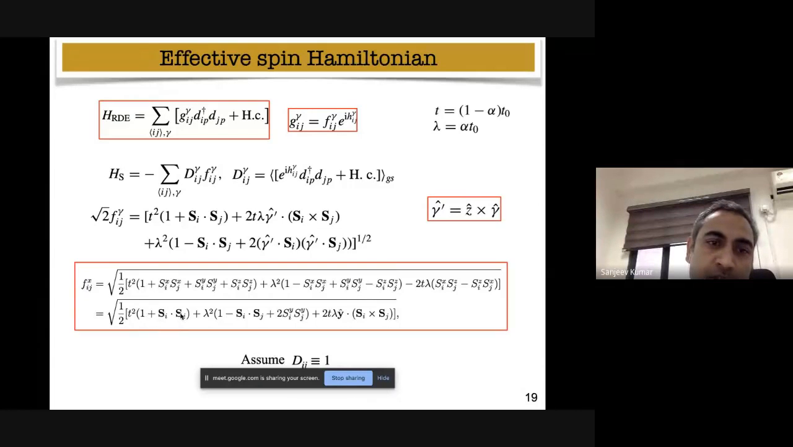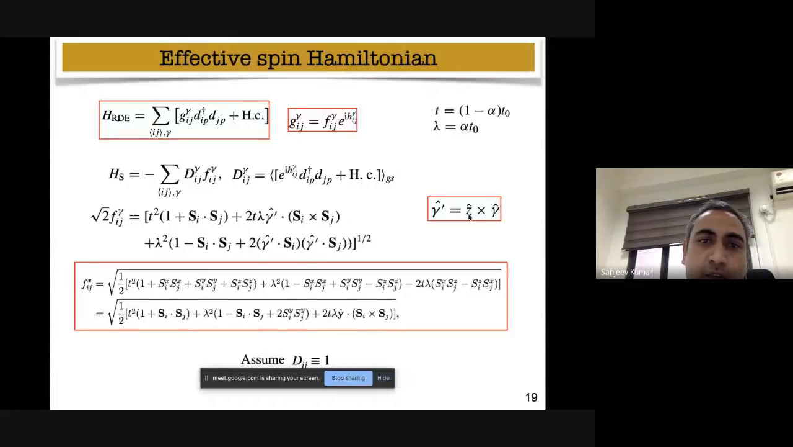In particular, this is the same old term which appears because of t square. Then there is a term which appears purely because of lambda, which is proportional to lambda square. And then there is a mixed term which is t into lambda. And notice that this t into lambda term is very much like Dzyaloshinskii-Moriya coupling, which people use in their effective spin models.